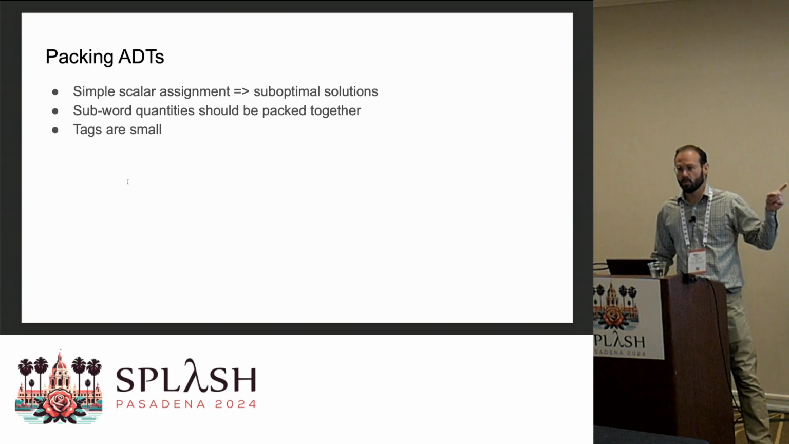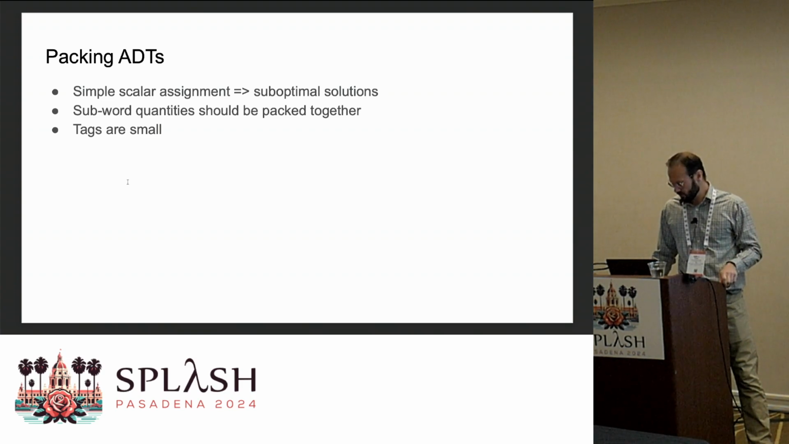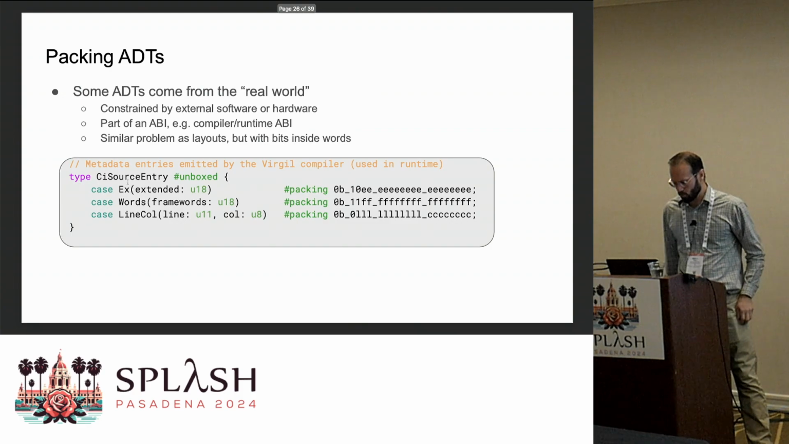So we ended up with a pretty suboptimal solution where we had like 3 B32s for that one example. And there are subword quantities, actually, so we should be able to pack them together. And usually the tags are small because the tag is like the logarithm of the number of cases that you have. You only need a couple bits. So maybe we can pack them into the same word.